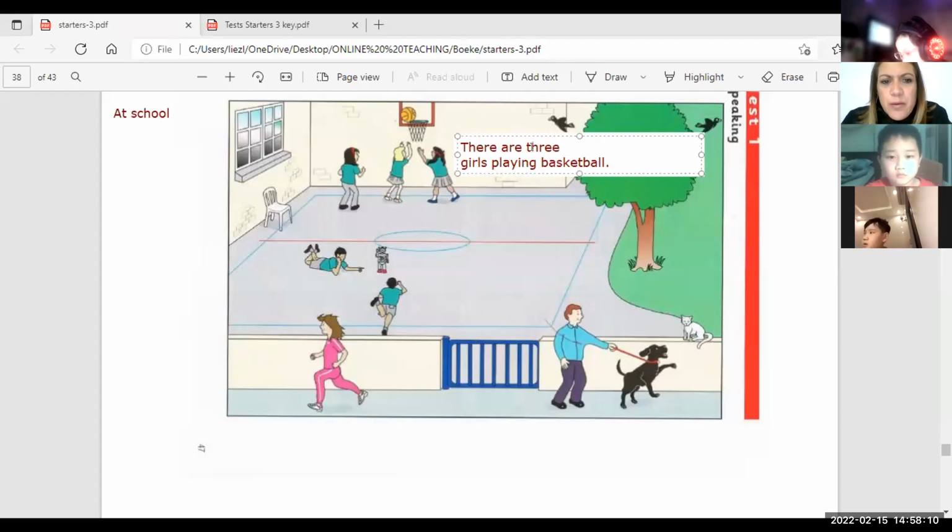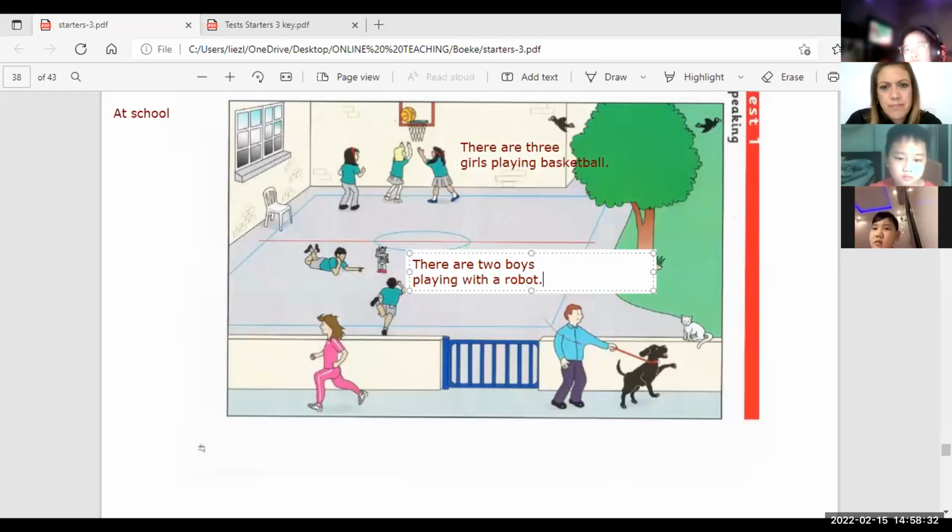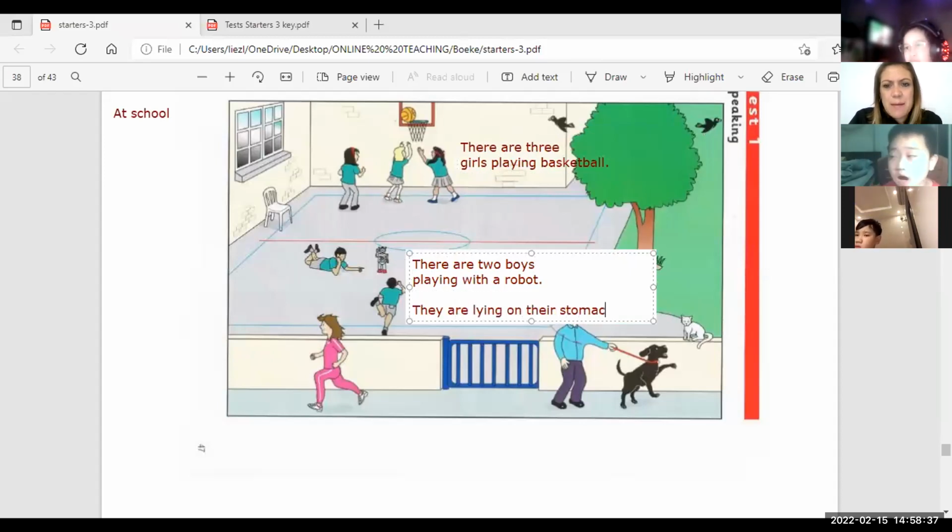Yes. Khôi, what are the boys doing? The boy is... there are two boys. It playing with robot. There are two boys playing with a robot. They are lying on their stomachs or tummy. They are lying on their stomachs or on their stomach.